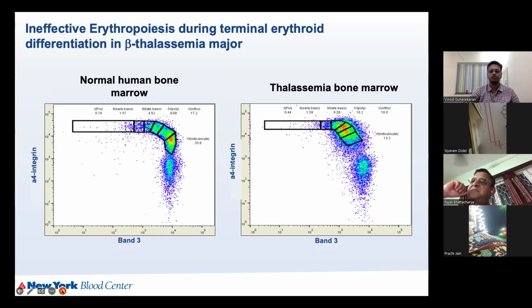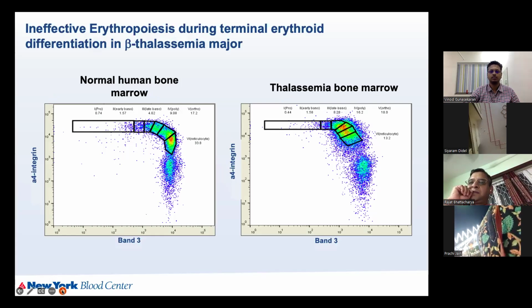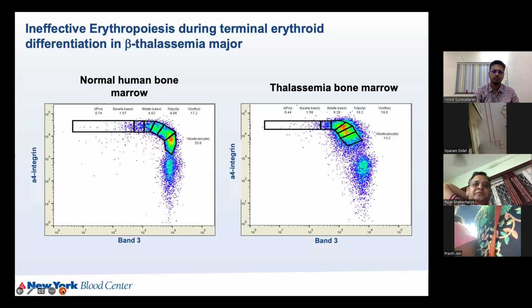So as I said earlier, it's been known for a long time that ineffective erythropoiesis during terminal erythroid differentiation is the cause of beta thalassemia major, because the red cells in transition from polychromatic to orthochromatic erythroblasts undergo apoptosis because of accumulation of excess alpha globin chains in the erythroblasts. So you see a big decrease in the transition from polychromatic to orthochromatic erythroblasts in this bone marrow aspirate from thalassemia major, Cooley's anemia patients.